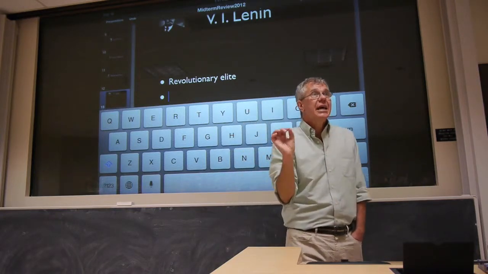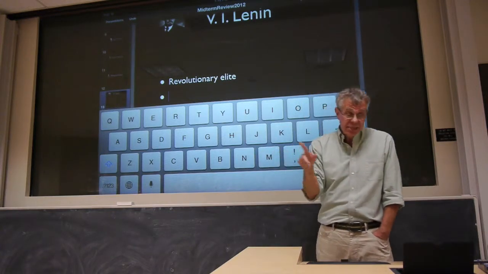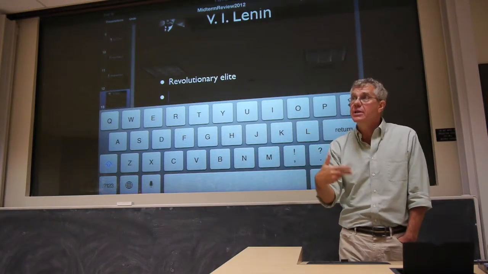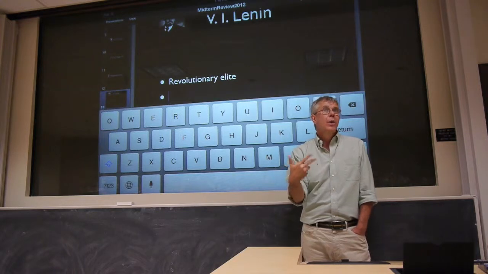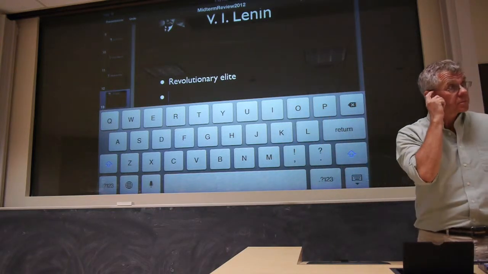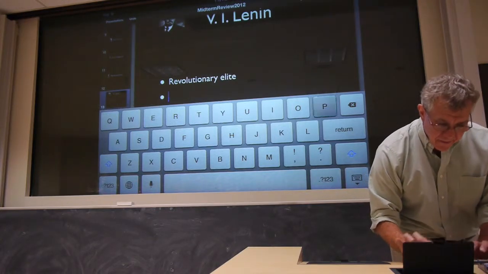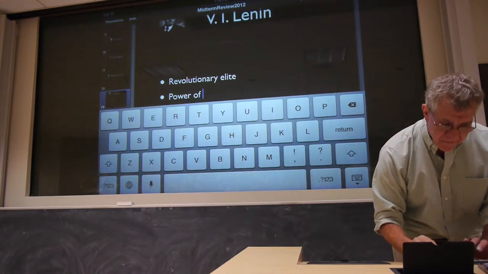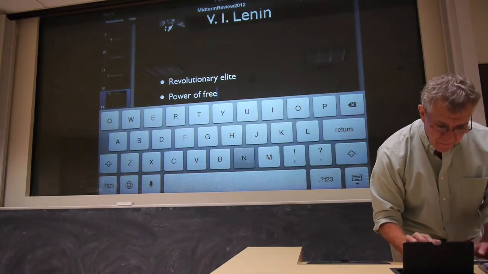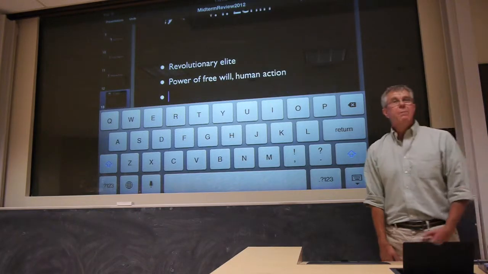So, he says, it has to be brought about in another way. It's not going to happen spontaneously. Instead, we need a revolutionary elite that's going to bring it about. What else makes Lenin distinctive? And tying into that, Marx was a determinist and Lenin believed in the power of human free will. Good. Which was the reason why he thought that this revolutionary elite could exist and could influence the progress of the revolution. Exactly. He believes in the power of free will.